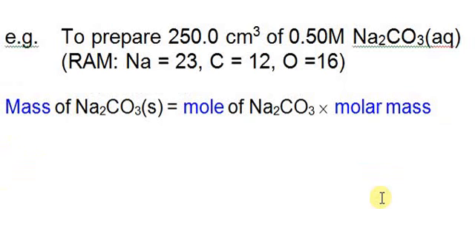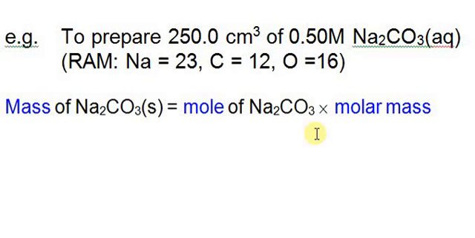Now let's look at an example. In order to prepare 250 centimeter cube of 0.5 M sodium carbonate, first of all, we need to do a calculation to find out the mass of sodium carbonate required. I hope that you still remember the mass of a substance is equal to the number of mole multiplied by the molar mass. And you can find the molar mass from the formula Na2CO3 with the relative atomic mass given.